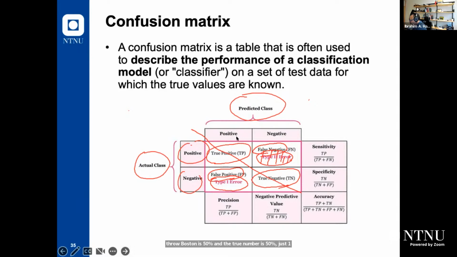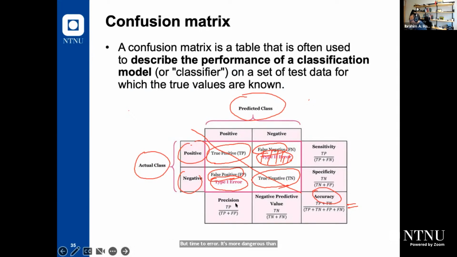So the accuracy will be true positive plus true negative, divided by all the numbers: true positive, true negative, false positive, and false negative. This is the accuracy of my model. If we want to increase it, we need to increase the numbers across this diagonal and minimize the other numbers. So we need to minimize type 1 error and type 2 error, but type 2 error is more dangerous than type 1 error. So this is the accuracy.